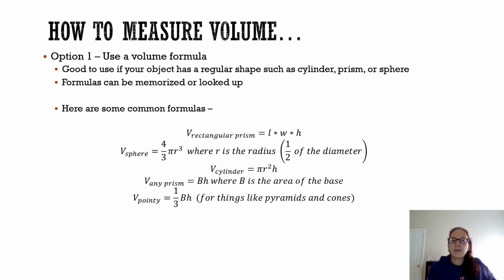Now, if you think about the rectangular prism for a second, the base is a rectangle, and the area of a rectangle is length times width. Hence, length times width, the area of the base, times the height. So I don't want you to think that that first formula is something different from the other formula. But if the base was, say, a triangle, you would find the area of the triangle and then multiply it by the height.